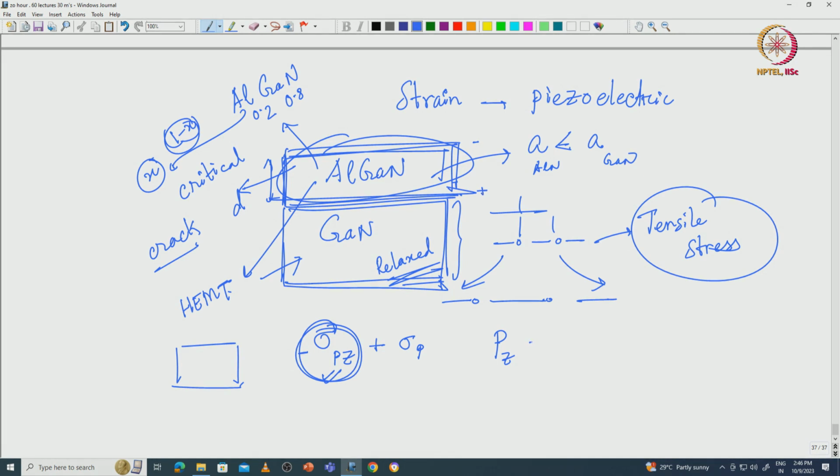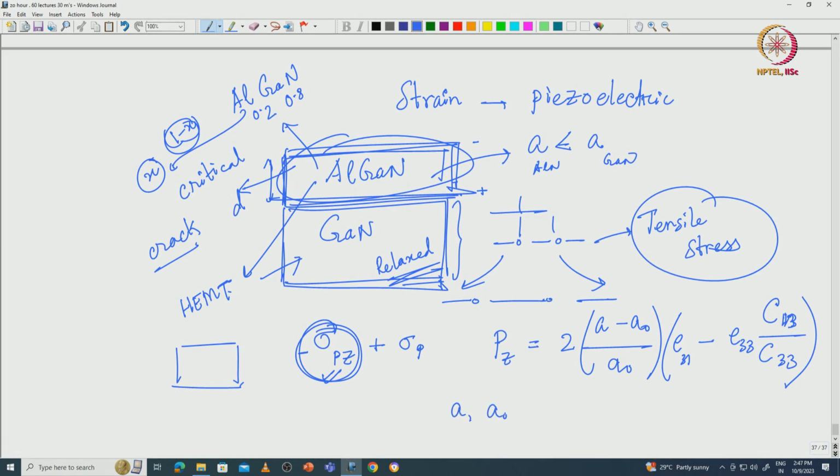So, this basically goes as 2 times (a minus a naught) by a naught. I will come to the expression. And then (e31 minus e33 c13 divided by c33). Now, this looks very exotic and very bizarre, but essentially what is happening is that a and a naught are the lattice constants of the layers. What is a and what is a naught? a naught actually is the lattice constant of the AlGaN that you are growing.